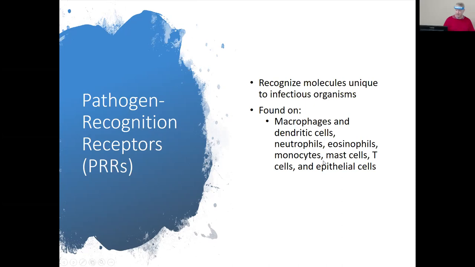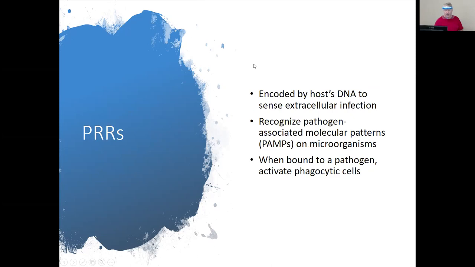Pathogen recognition receptors, the PRRs, recognize molecules unique to the infectious organism. Macrophages, dendritic cells, neutrophils, eosinophils, monocytes, we just went through that list. So what do they do? How did we get them, right? They're encoded by our DNA to sense extracellular infection. They recognize the pathogen-associated molecular patterns, or the PAMPs.